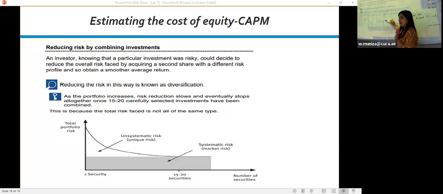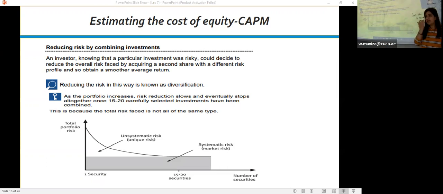My dear students, unsystematic risk is always related to the particular company you are dealing with. Systematic risk is the general market risk, which is going to be the same for everyone. So systematic risk is the same for everyone, but unsystematic risk is the unique risk which every company or every industry is dealing with. You can consider unsystematic risk as the industry-related risk, the unique risk, and systematic risk is the market risk, which is the same for everyone.